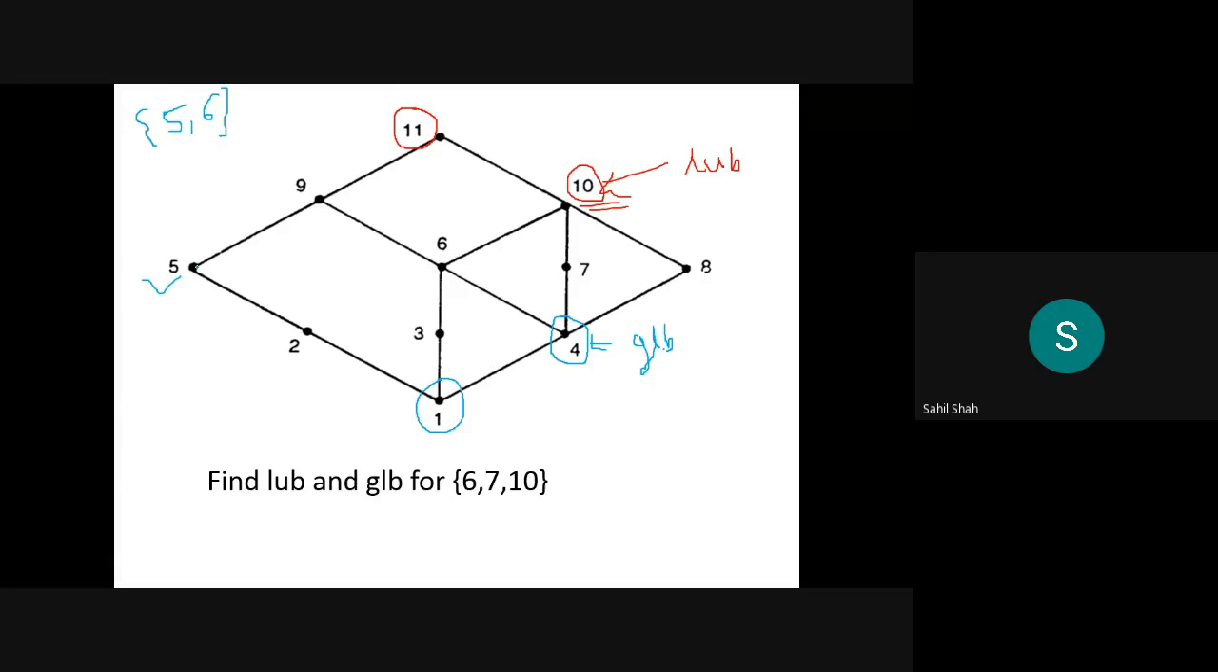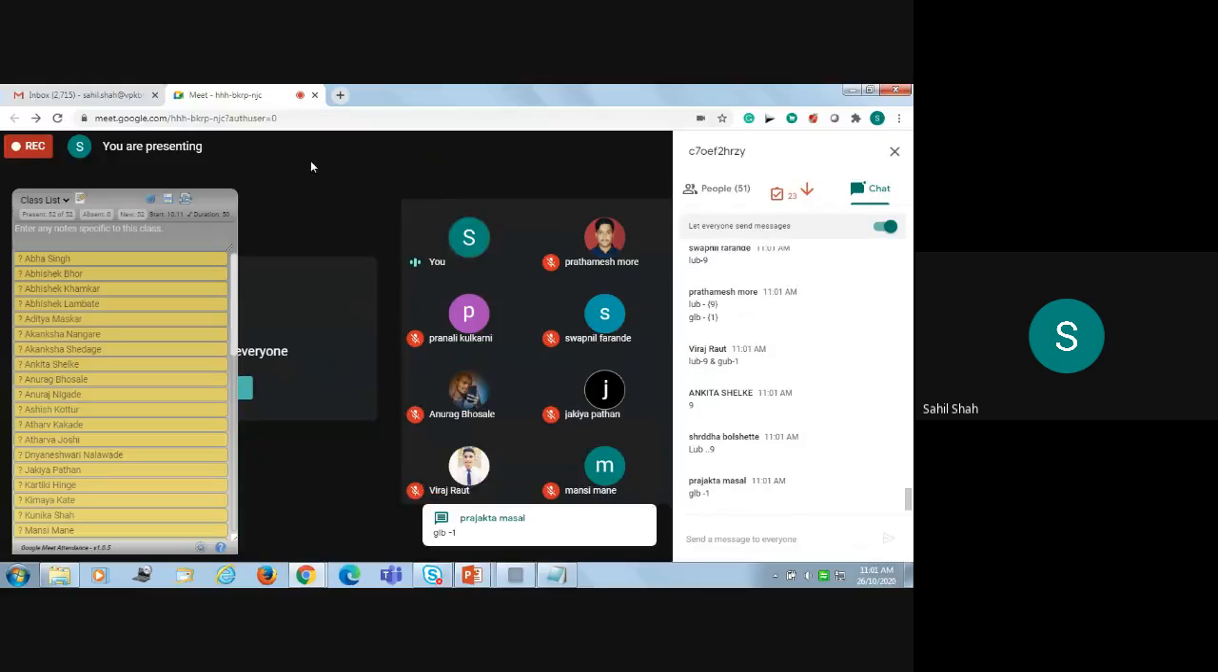If we consider 5, 6, what are the upper bounds of 5, 6? We will have 9 and 11. Out of these, you could observe 9 is the least upper bound. Yes, Shraddha, correct.